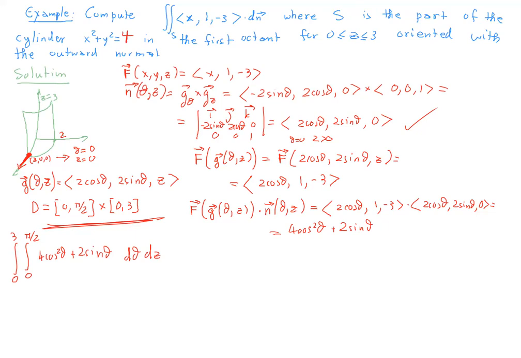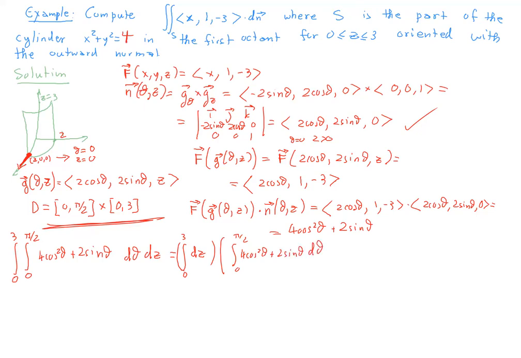But the whole process is not equivalent step by step. So here there is no Jacobian. If you like, the Jacobian was already contained in the consideration of the normal vector. But let's do this computation. This integral does split, so we will have 0 to 3 dz times the integral from 0 to pi over 2 of 4 cosine square of theta plus 2 sine theta d theta.